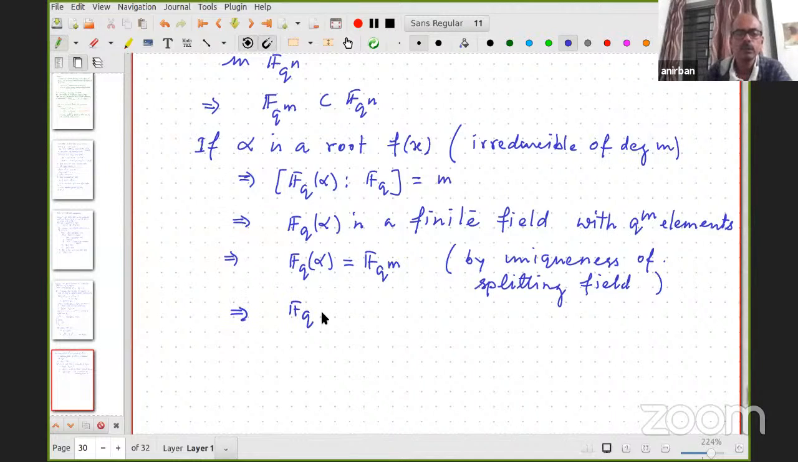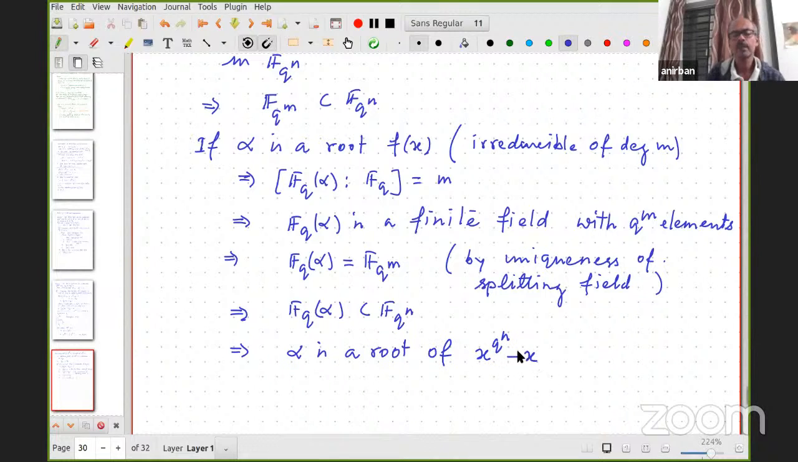So F_q(alpha) is inside F_q^n, and therefore this alpha is a root of x to the q to the n minus x, because every element of this F_q^n satisfies this. This is exactly the collection of all the roots of this polynomial, and evidently then it's the splitting field of this same polynomial.